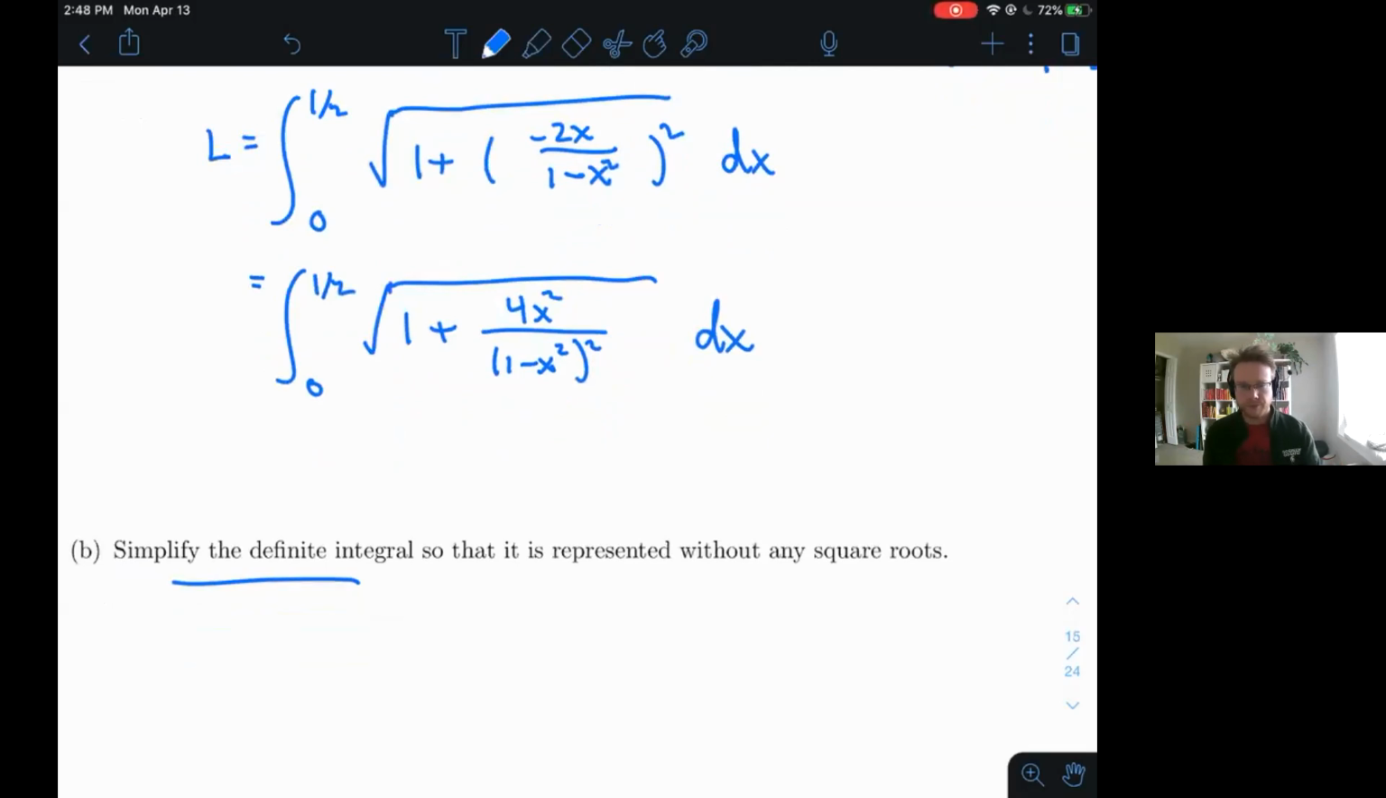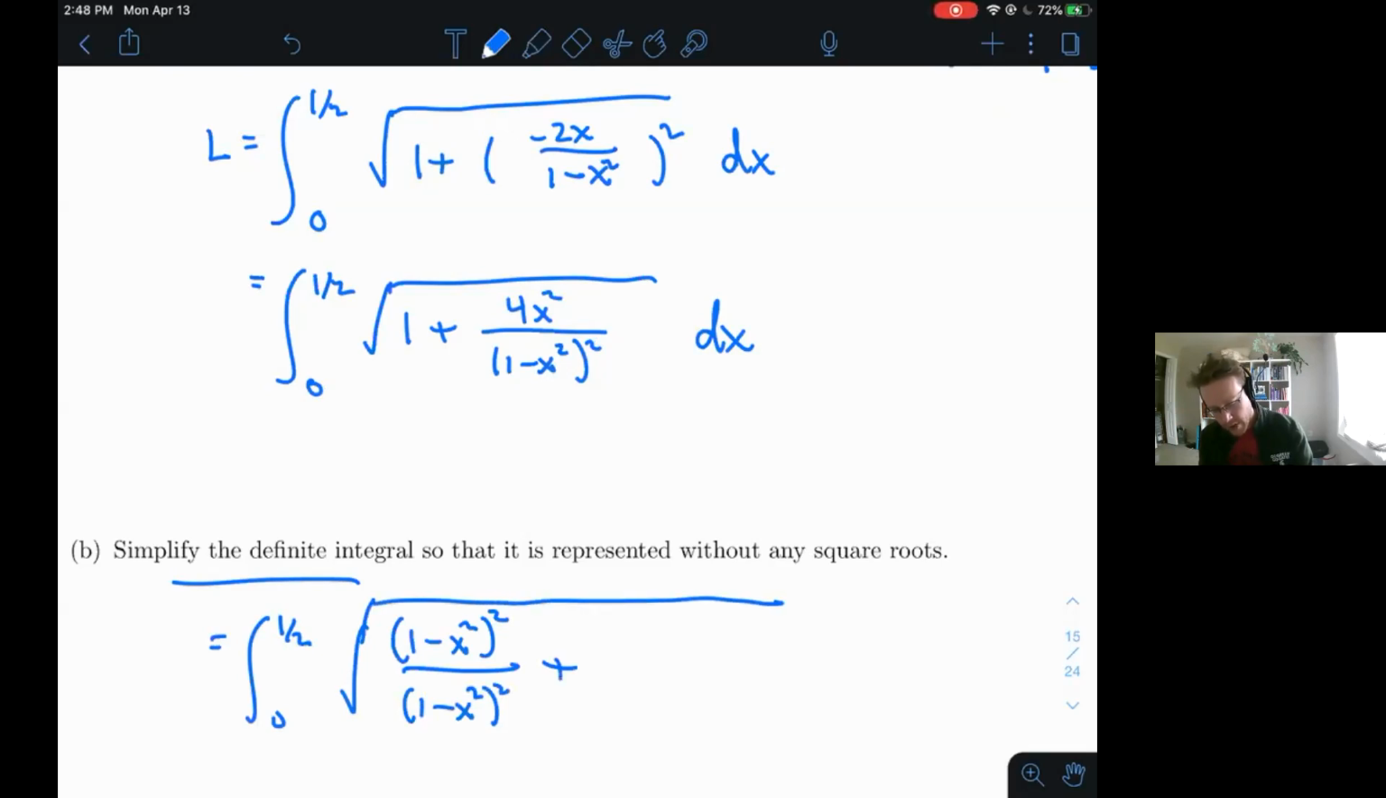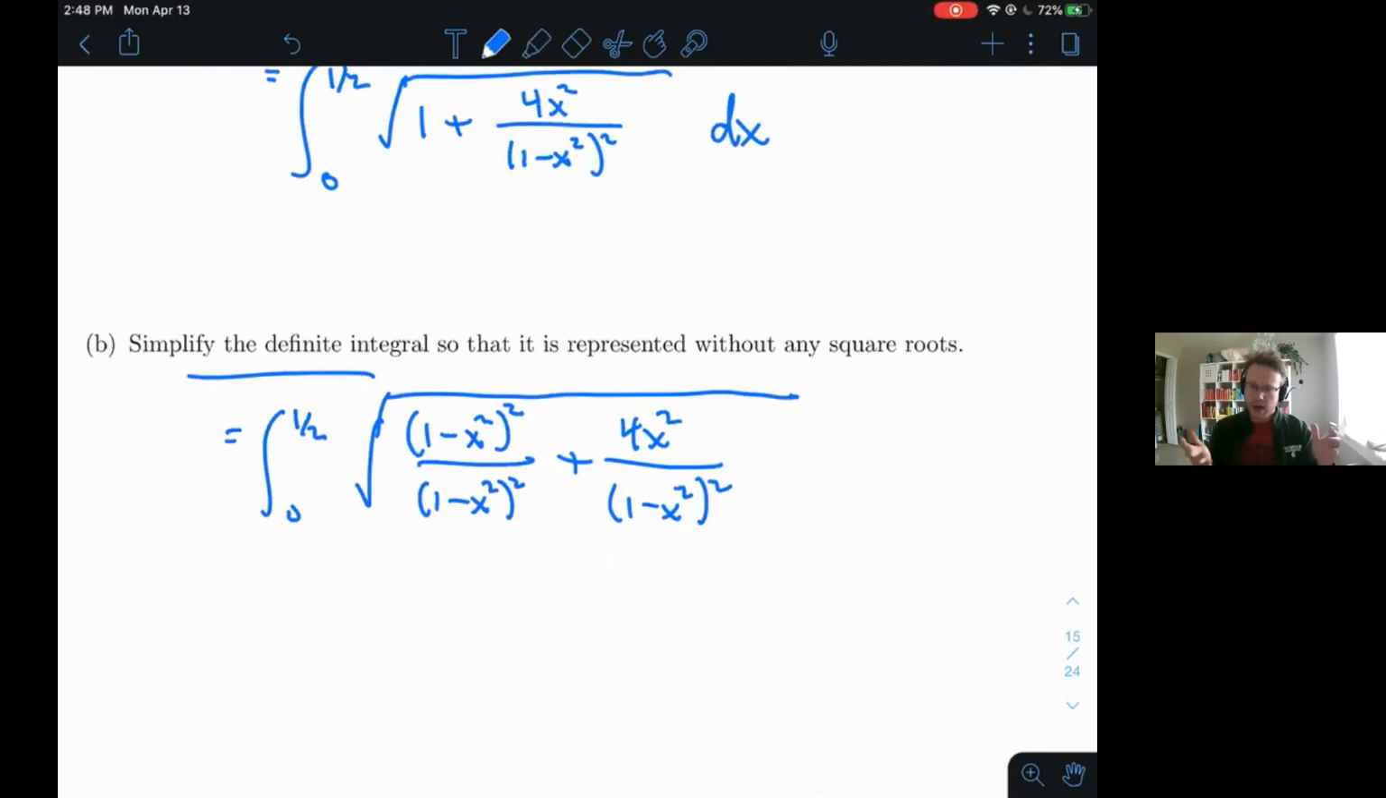All right, so let's go ahead and get a common denominator here, so that we can actually start distributing this square root and hopefully see things cancel out. So 0 to 1/2, and we're going to multiply this 1 by 1 minus x squared squared on top and on bottom. Now this is just a fancy representation of 1. We're adding to that our 4x squared divided by 1 minus x squared quantity squared. If you'd like to, you can even skip this step a little and just put them all over this common denominator that we were aiming for. It would look something like this.